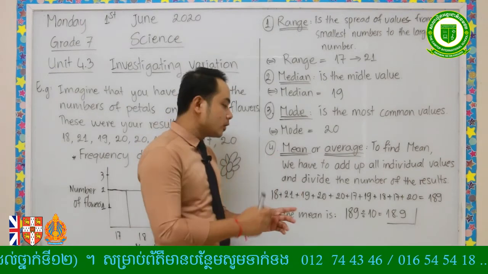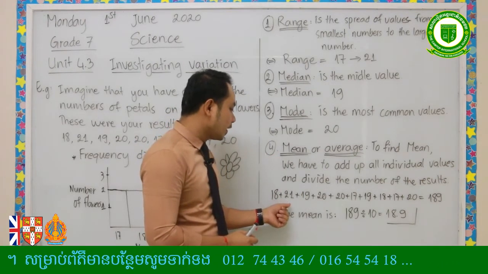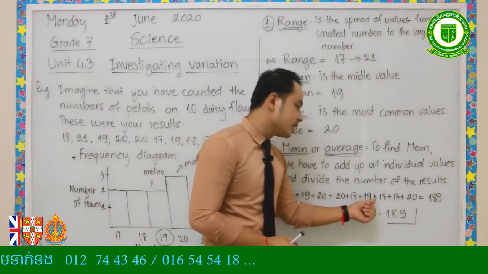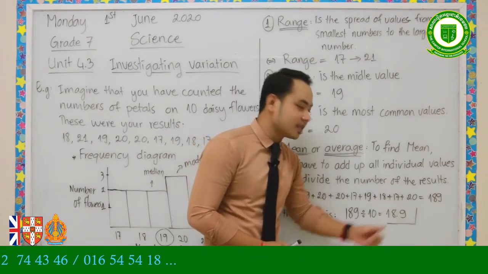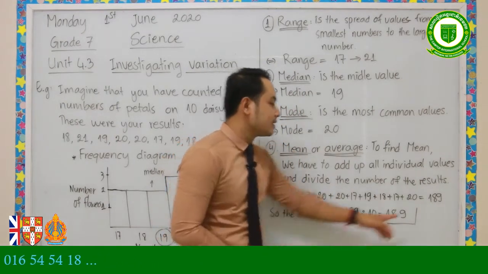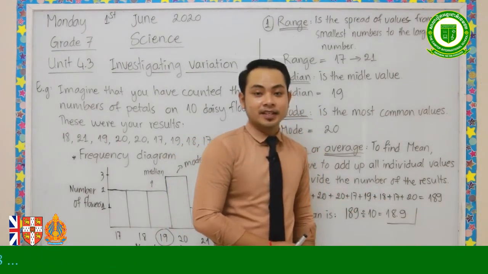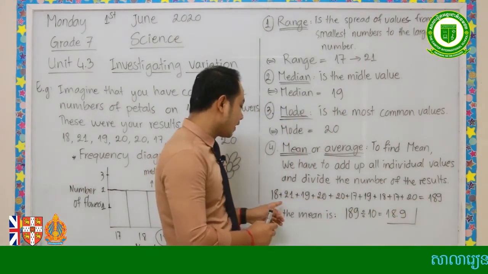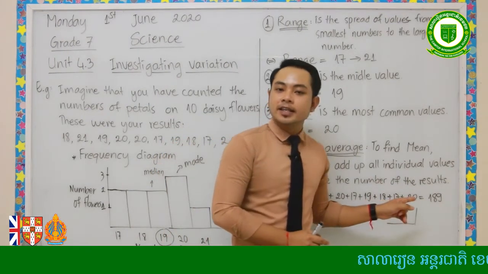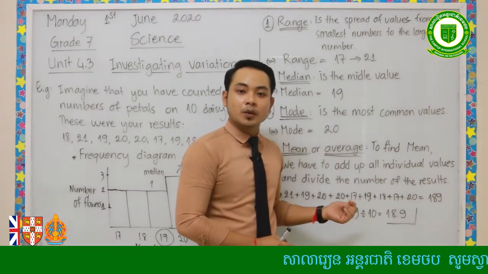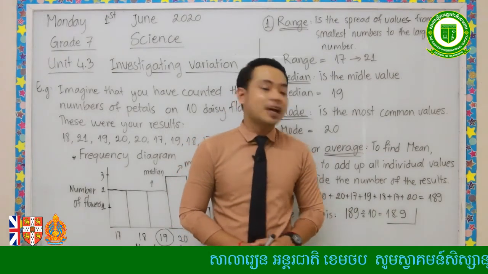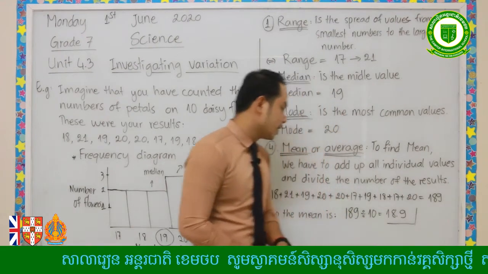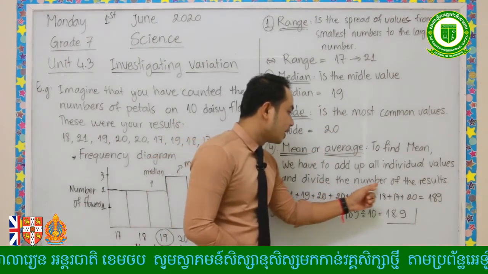So first step, you have to add all these. So 18 plus 21 plus 19 plus 20 plus 20 plus 17 plus 19 plus 18 plus 17 plus 20. In total, the result is 189. So this is 189. This is the overall when we add up all the individual numbers, the numbers of the daisy flowers. Okay, so in total we got 189, and then divide by the number of values.